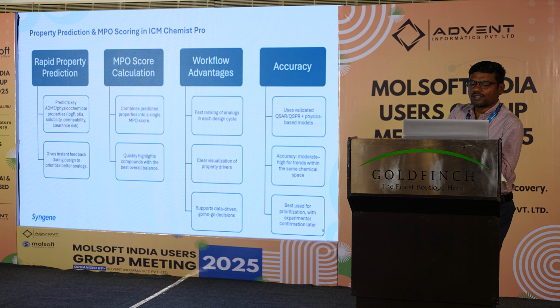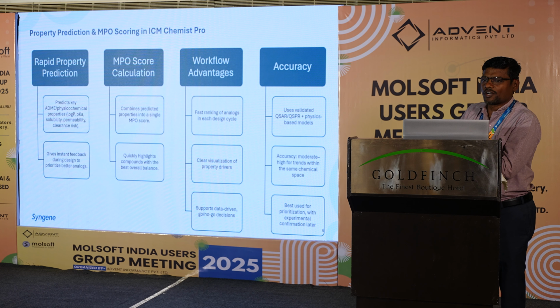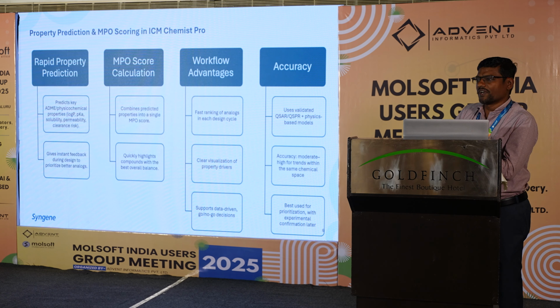The other one is property prediction. When in the CRO we used to get a lot of compounds, we used to predict the ADME properties and physicochemical properties, and also go for logP, pKa, those things. Before going for synthesis, it will give you the profile of the compound. So it will help us to prioritize the compounds.